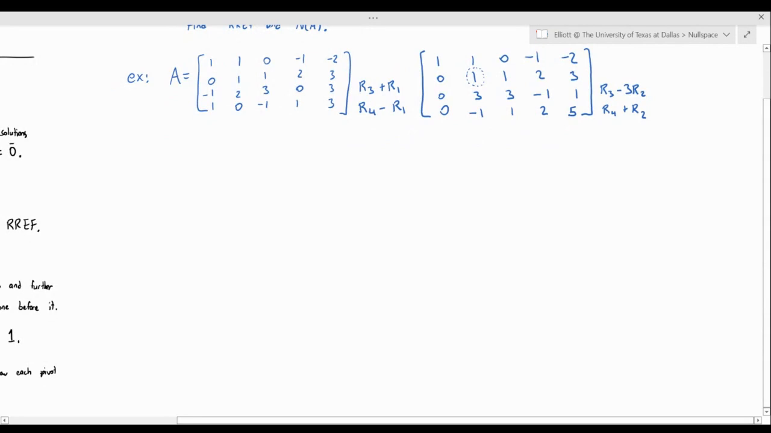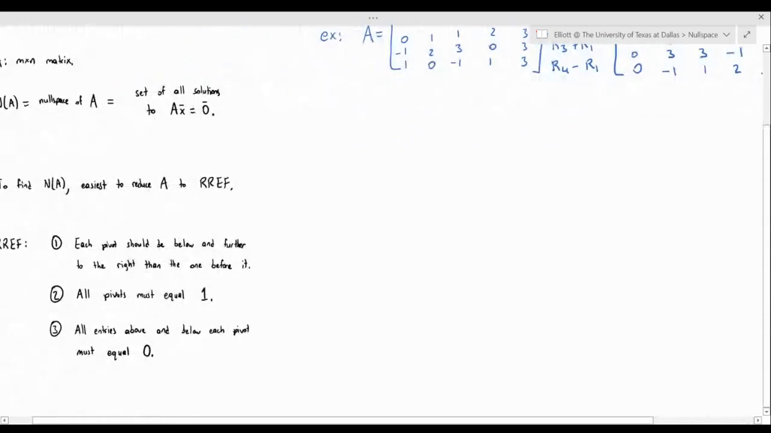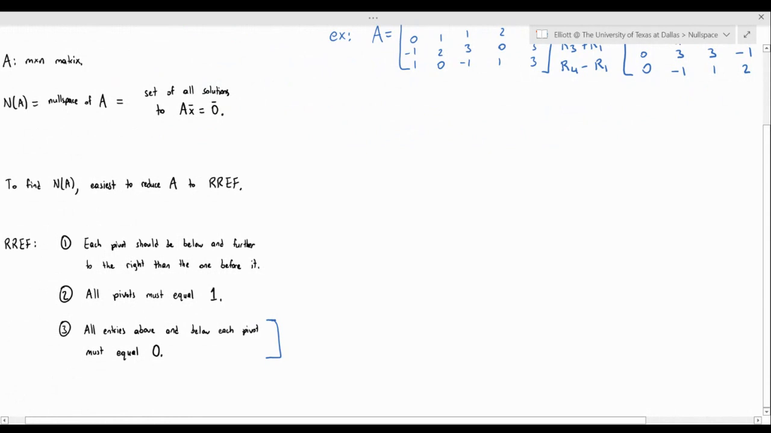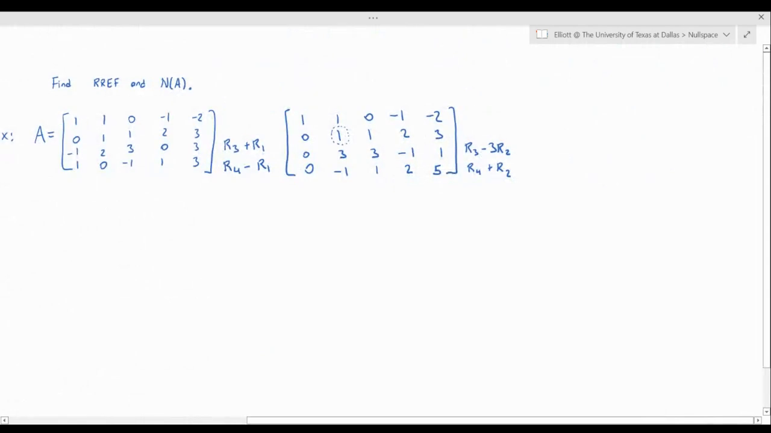Now, I'm also going to do one more thing here. For the reduced row echelon form, one of the requirements is that you need to have a 0 above and below each of your pivots. That's a new requirement for the reduced row echelon form. These two row operations give me zeros beneath this pivot, but I need a 0 above it as well, meaning I'd also want to do row 1 minus row 2, in order to get zeros both above and below my second pivot.